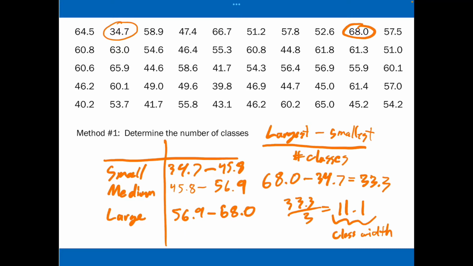Notice I've satisfied all of my goals. My classes are all the same width, and they span the entire range of my data. So if you know how many classes you want, in this case 3, then we can use a simple formula like this to figure out roughly what the class width is, and we can build our classes this way. If you created your table and your classes slightly different, no big deal. We'll have almost the same results.